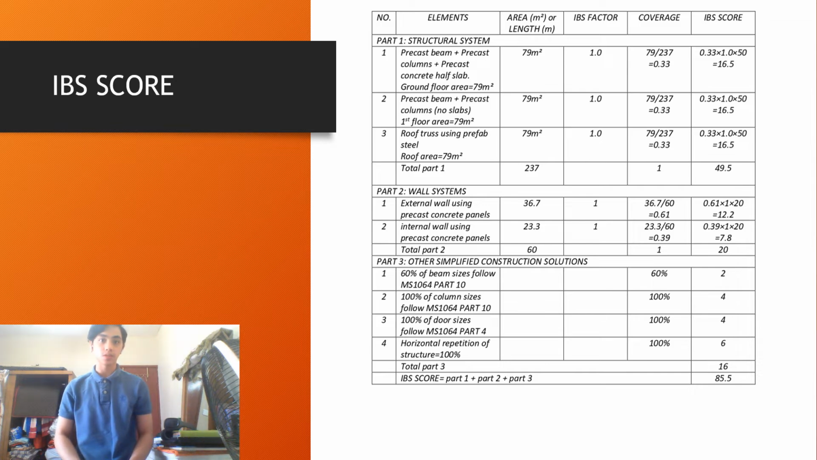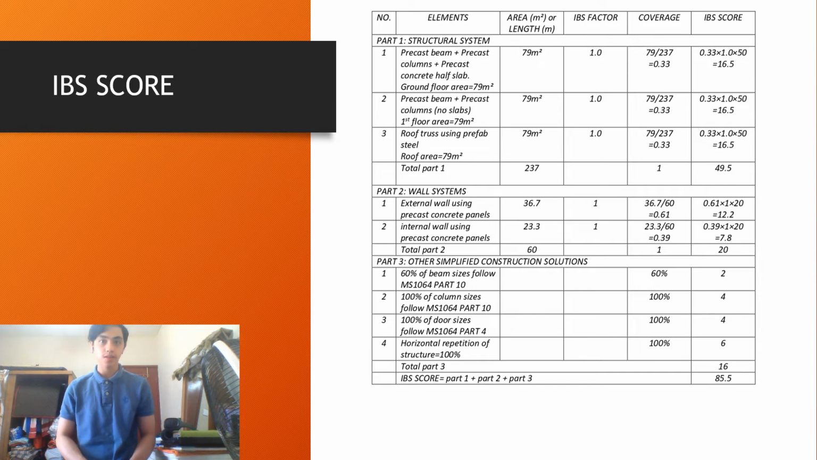It has 3 elements. Number 1 is precast beam plus precast column plus precast concrete half slab. The ground floor area that you'll get is 79 square meters. The second element is precast beam plus precast column, no slab, first floor area equals 79 square meters. And the third element is roof truss using prefab steel, roof area 79 square meters. After you add the 3 of them, 79 plus 79 plus 79, you'll get the total part area of 237.